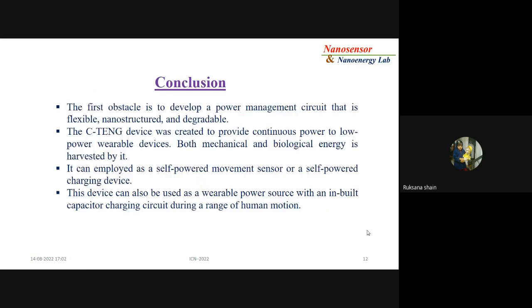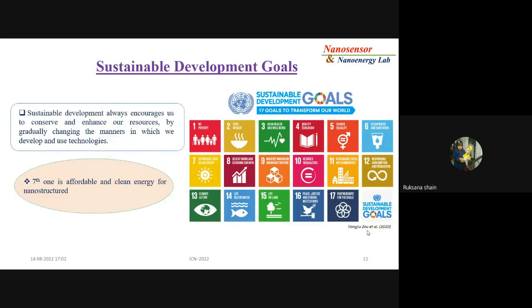Next slide, please. The first advantage is to develop a power management circuit that is flexible, degradable, and nanostructured. This device was created to provide continuous power to low-power wearable devices, with both mechanical and biological energy harvested by it. So it can be used as a self-powered movement sensor or self-powered charging device. It can also be used as a wearable power source with an inbuilt capacitor charging circuit during a range of human motion.